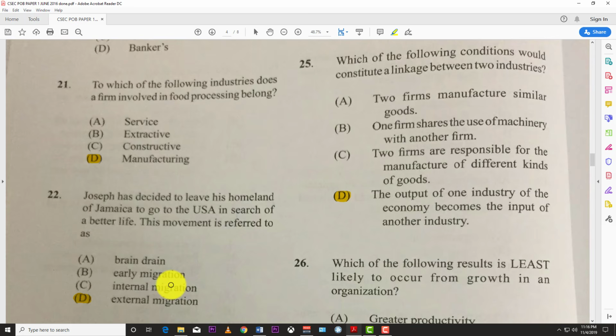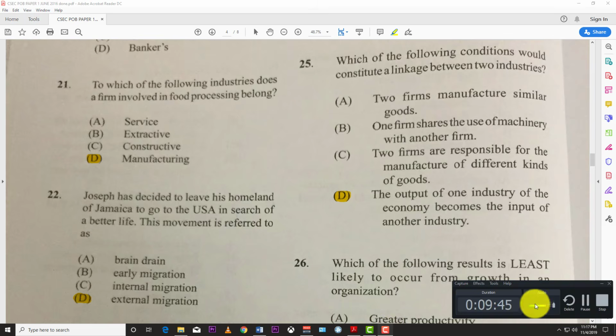Number 22. Joseph has decided to leave his homeland of Jamaica to go to the US in search of a better life. This movement is referred to as, and the best one I can come up with is external migration. You might think brain drain, but they never really said the capacity of Joseph, his mental or his academic capacity. So you don't know if you're losing someone who is qualified. But either way, the best answer here is external migration.